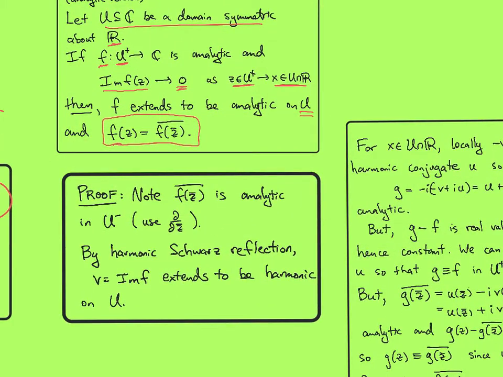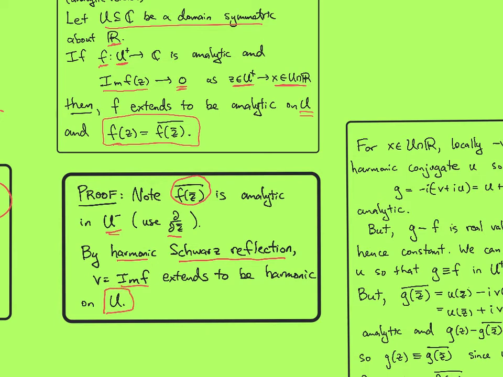Okay, so this reflection function is analytic in the lower half, and you could check that just by taking these d bar operations. If you conjugate twice here, it'll be analytic. Then by the harmonic Schwarz reflection principle, the imaginary part of f will extend to be harmonic on all of u.